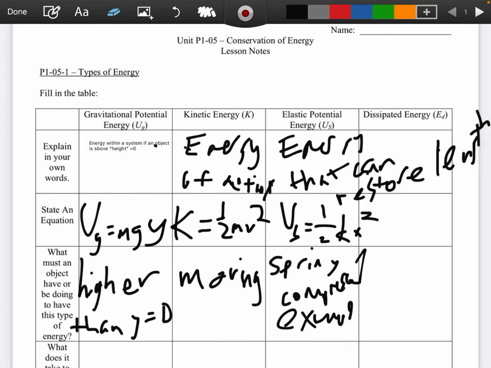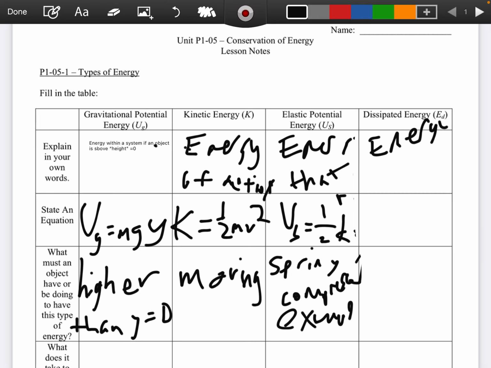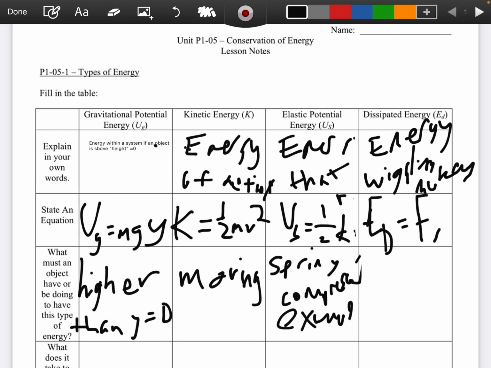Last up, dissipated energy. I'm going to have to erase all of this. So our dissipated energy is going to be the energy of wiggling molecules. Equation for that, dissipated energy: for us it is mostly going to be heat and sound. So whenever you're following energy transformations during an event, remember that energy is lost through heat and sound.